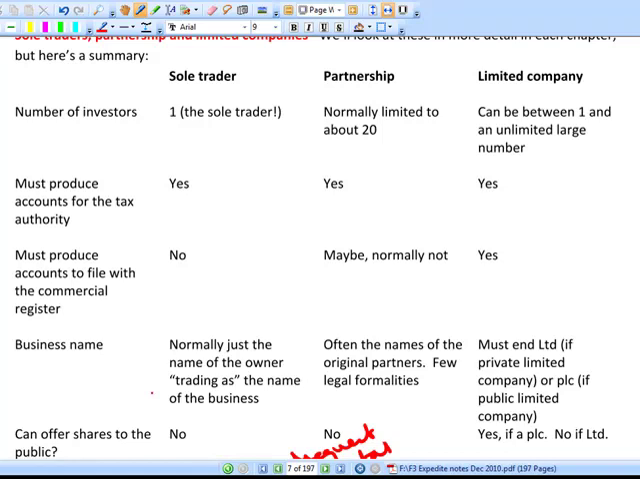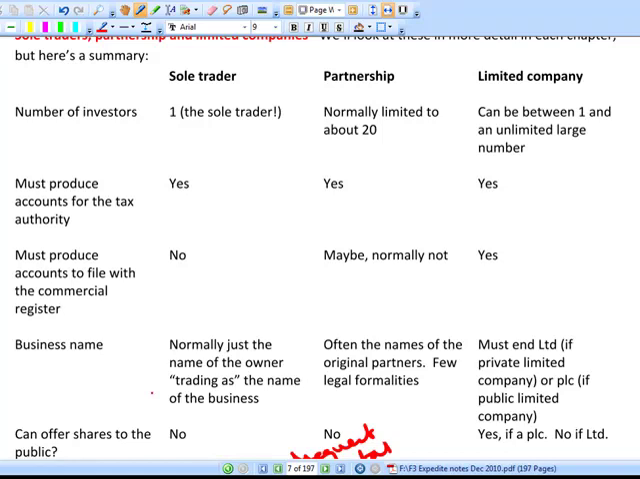Using UK law, normally a partnership is limited to about 20 co-owners, about 20 partners. That's slightly different, by the way, for partnerships of lawyers and accounting firms, where that limit doesn't exist. But for most businesses, it's about 20. They do have to produce accounts to the tax authority. The question whether they have to file accounts with the company registrar depends on the form of the partnership in the world. Often the answer is no, you don't.